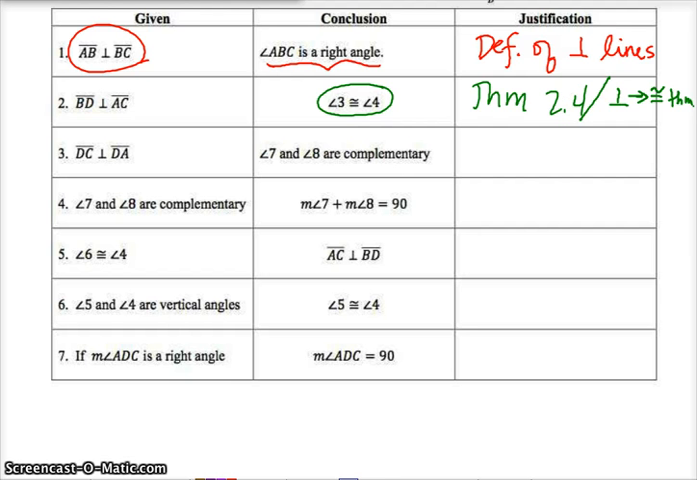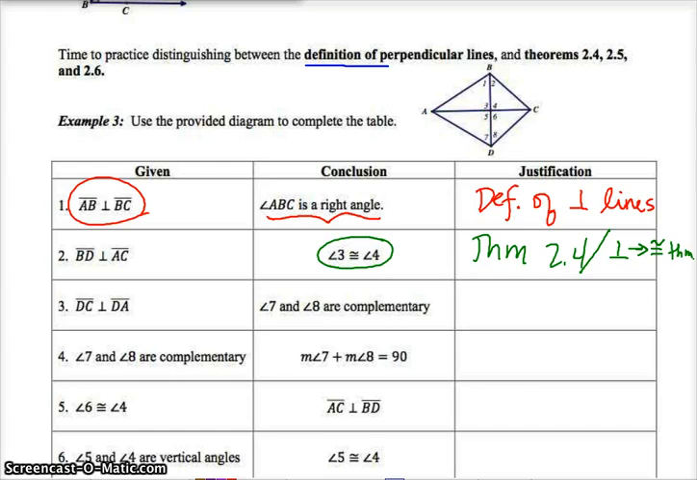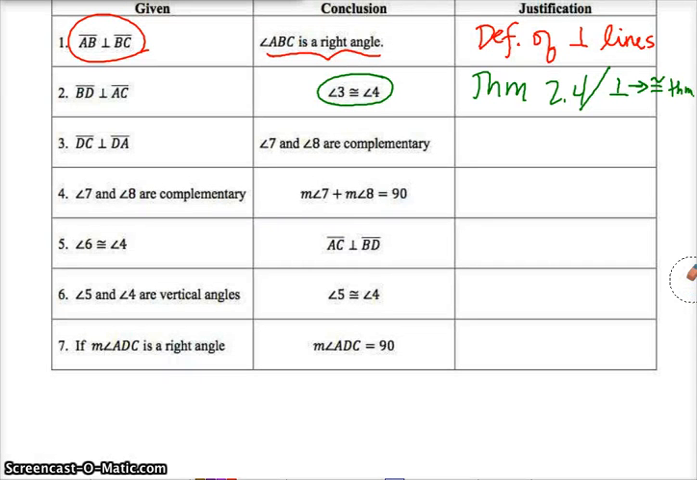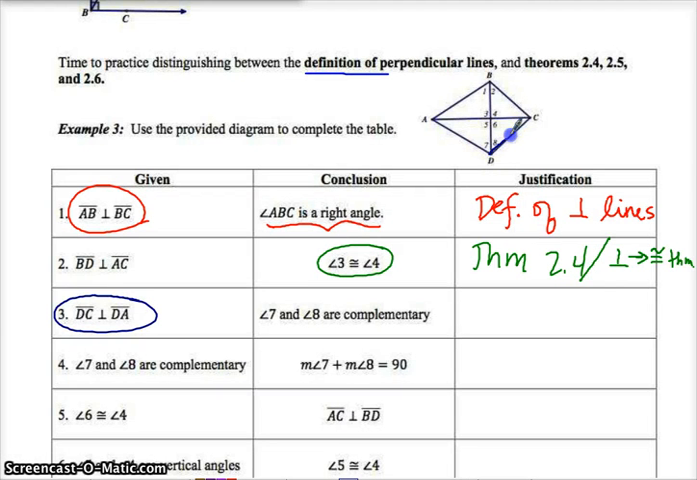Okay, once again, the next one, let's erase from our diagram. It says that we have given, once again, what's given is that two lines or line segments are perpendicular to each other. So DC is perpendicular to DA. Well, then it says we're concluding that angle 7 and angle 8 are complementary. Well, what do you notice about angle 7 and angle 8?